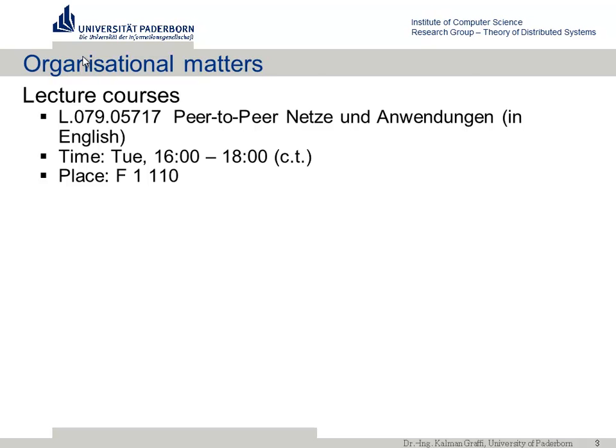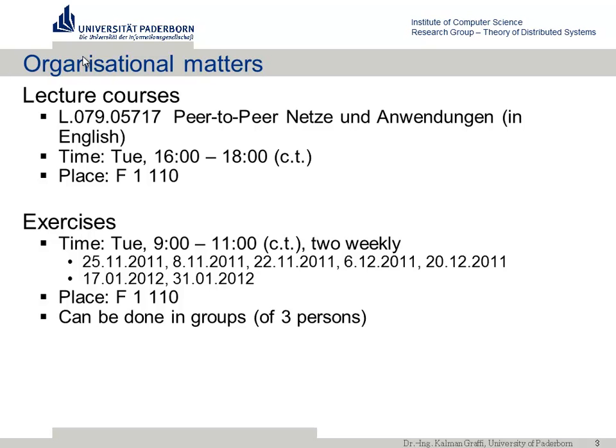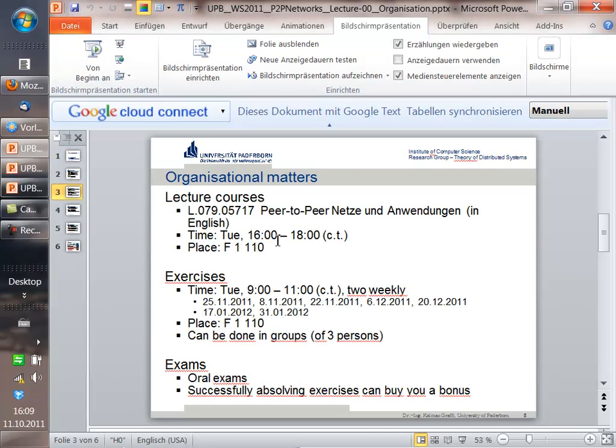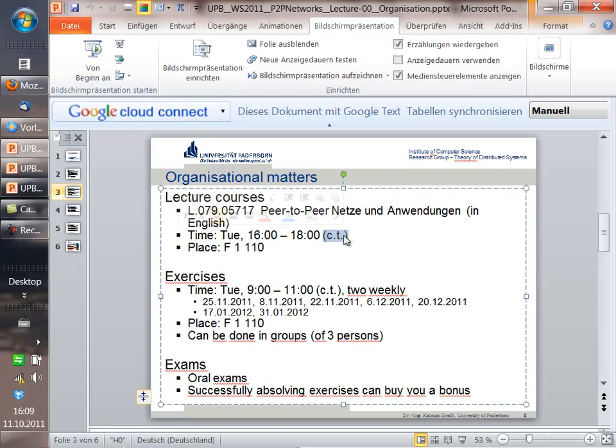Okay, the place will be this room, and the exercises will also be in this room, not twice a week, but every 2 weeks, starting from this week. So in 2 weeks we have our first exercise, beginning at 9 in the morning. This is now with time, so just to write it correctly, this is like this. And this one will be like this.